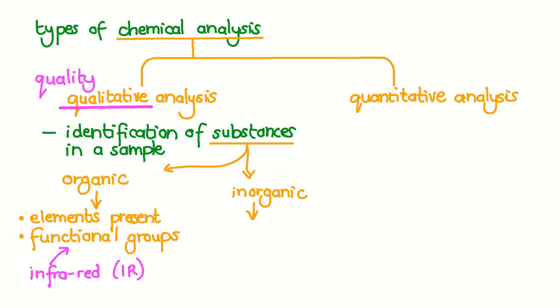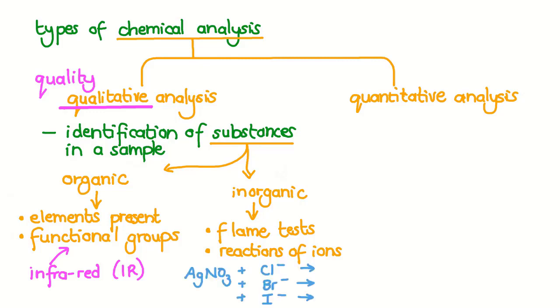Inorganic substances, such as metal ions, can be identified by the color that they give off in flame tests. Some ions can be identified through their unique reactions. For example, we can identify a chloride ion in a solution by adding some silver nitrate and observing the formation of a white precipitate. Bromide ions, however, react differently and form a cream-colored precipitate with silver nitrate.